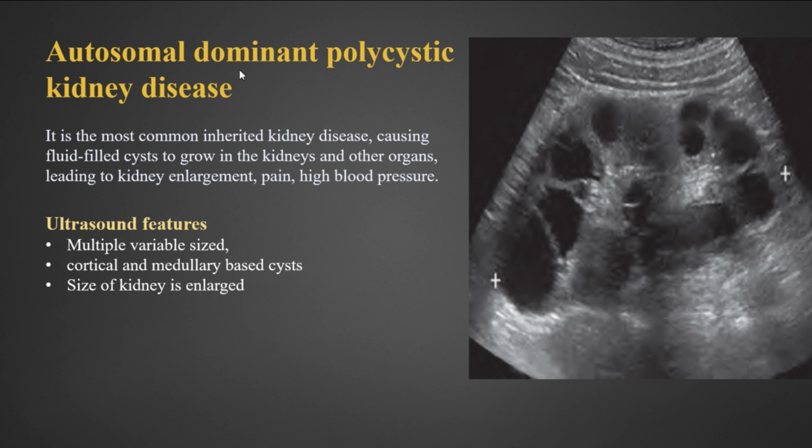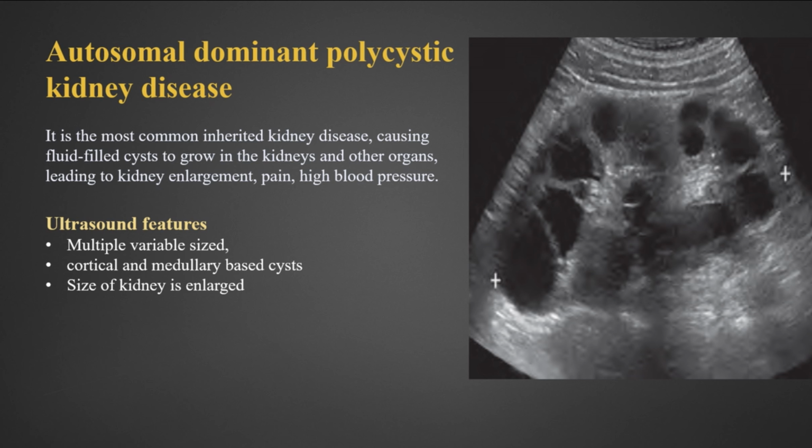And now we are going to discuss the autosomal dominant polycystic kidney disease. It is the most common inherited kidney disease which is causing the fluid filled cysts to grow in the kidneys and the other organs like the liver, and leading to the kidney enlargement, pain, and the high blood pressure.